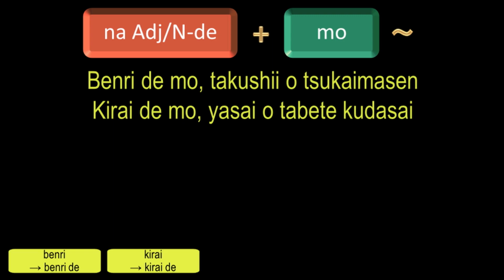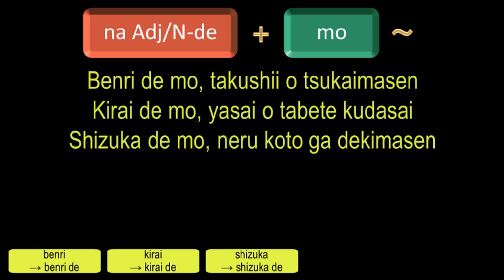Let me go to the next example. Shizuka means quiet. By adding de and mo, we will get the expression Shizuka demo, which means even if it is quiet. And to say even if it is quiet, I cannot sleep. In Japanese, it will be Shizuka demo neru koto ga dekimasen.